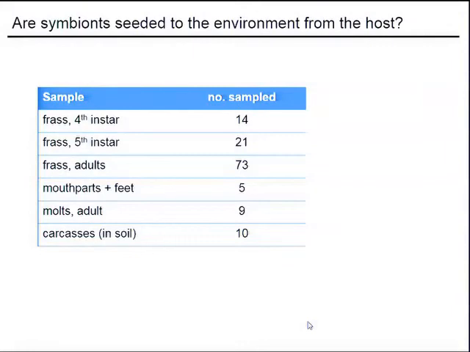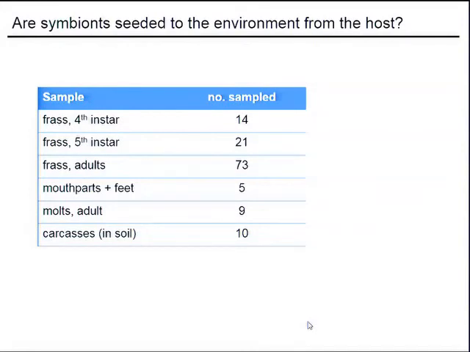Oh yeah, if you don't know, frass is a word for insect poop. My advisor would not let me put the word poop on the slide, but that's what it is. So we sampled some from juveniles, from adults. We swabbed their mouth parts and their feet to see if we could find GFP-labeled bacteria there. This was their molts, and finally their carcasses that we left in soil.